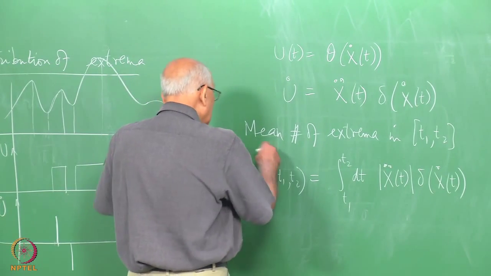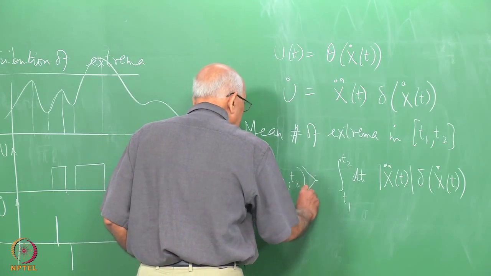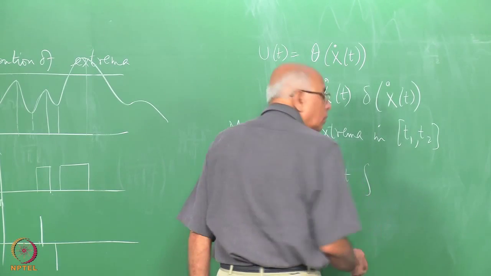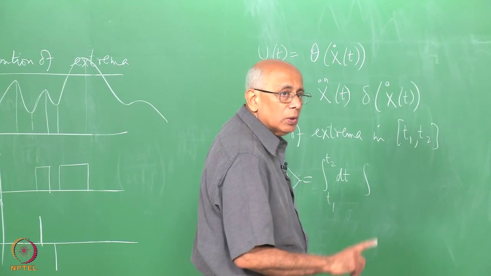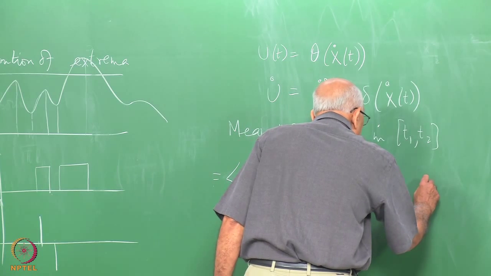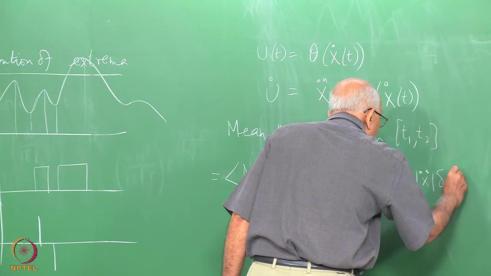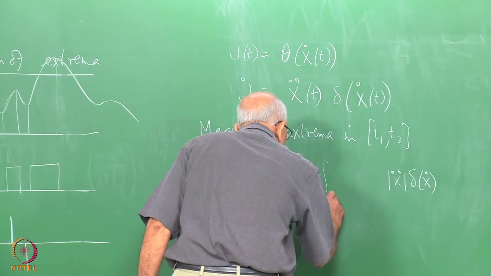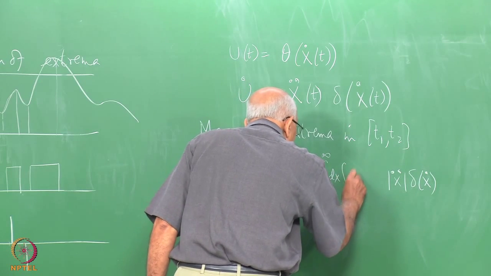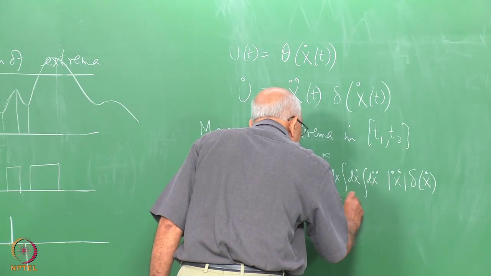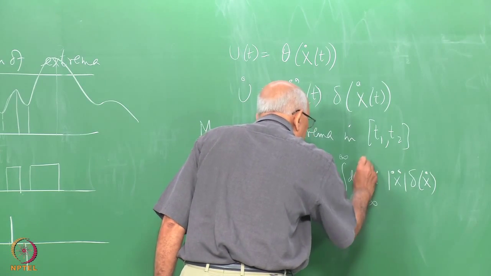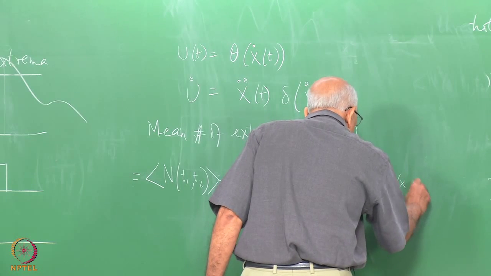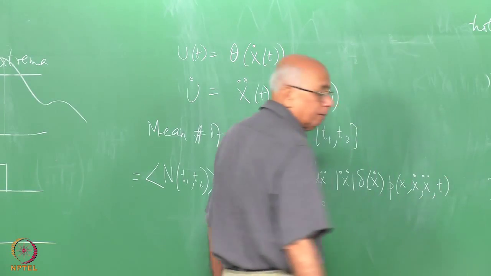So I already wrote mean number, the mean number is equal to expectation of this, but I also have to integrate here. So let us kill this. Integral, what should I integrate over? There is going to be definitely an x double dot and then a delta of x dot that is going to sit there. So there is definitely an integral over these guys. So integral minus infinity to infinity dx, dx dot, dx double dot, all are there. Because the process itself is x of t and I have to integrate over its density times the joint density of x, x dot, x double dot, perhaps at time t if it is not stationary.